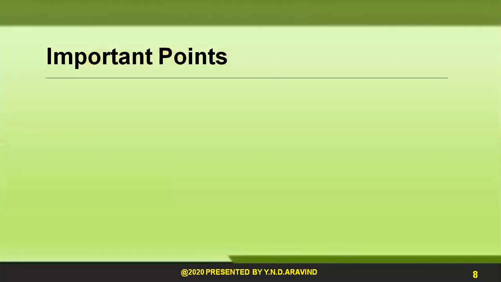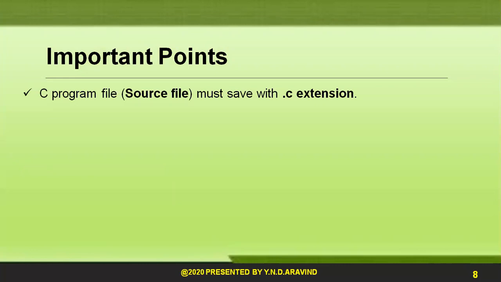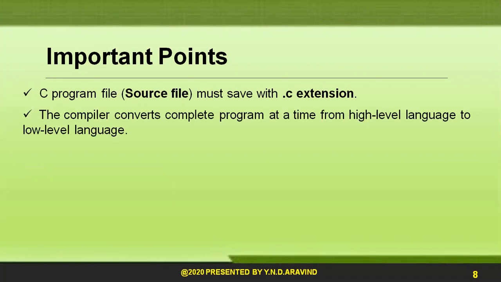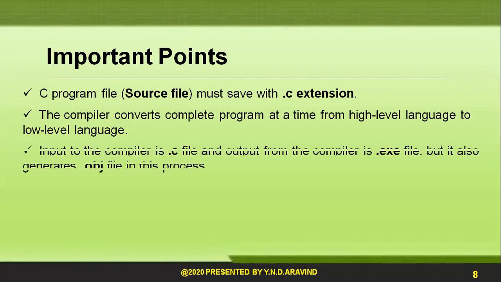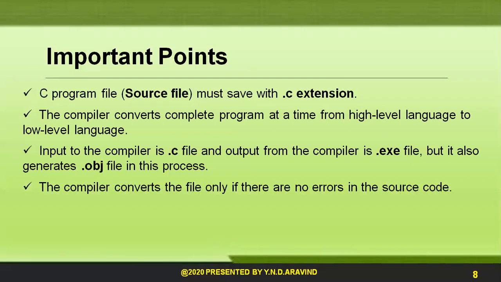Now let us see some of the important points. First, the C program file, that is the source file, must be saved with the .c extension, and the compiler converts the complete program at a time from high level language to low level language. The input to the compiler is the .c file and the output from the compiler is the .exe file, but it also generates a .obj file in this process. The compiler converts the file only if there are no errors in the source code, and the CPU places the result in the user screen window.